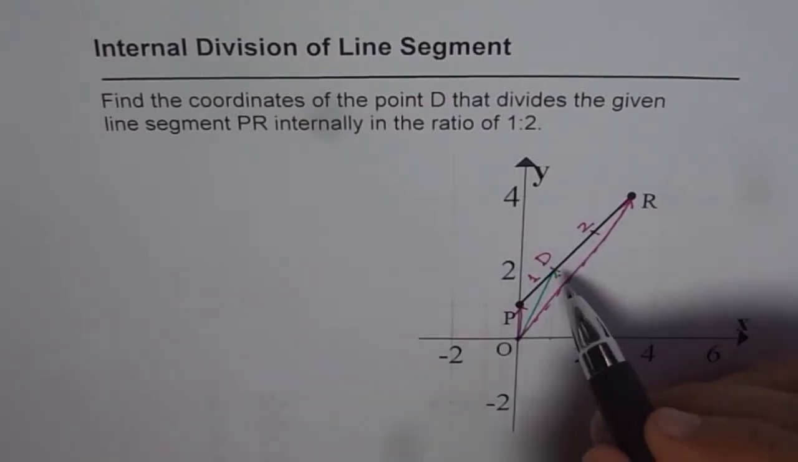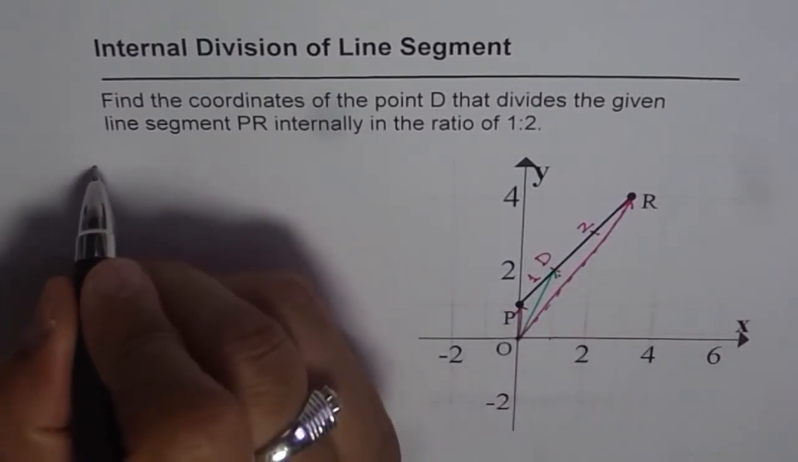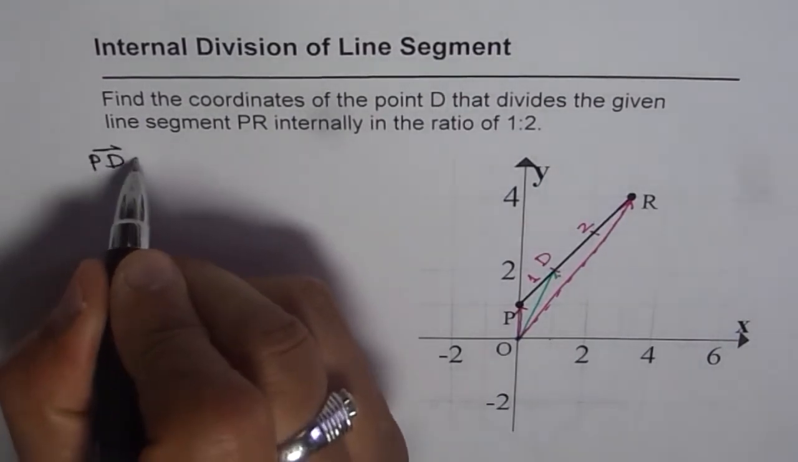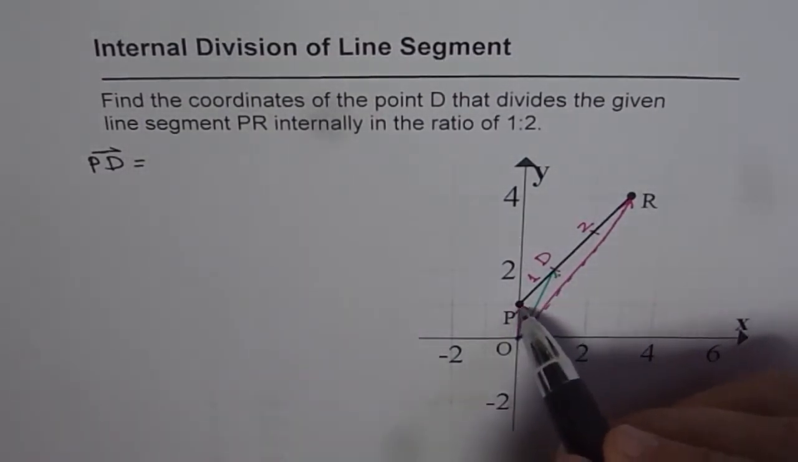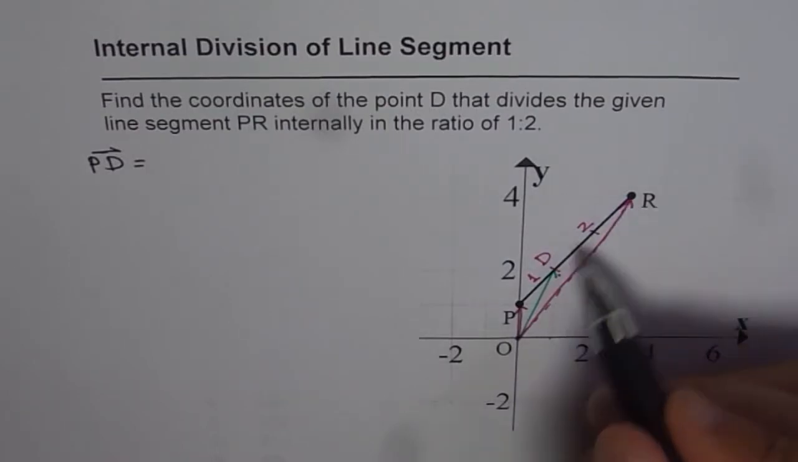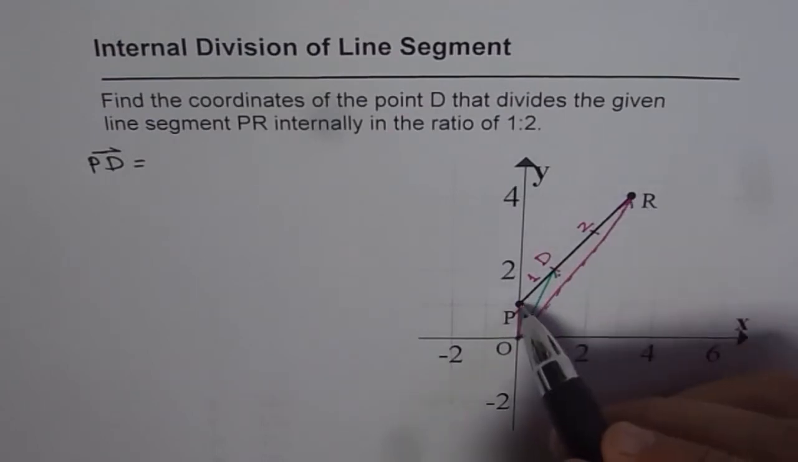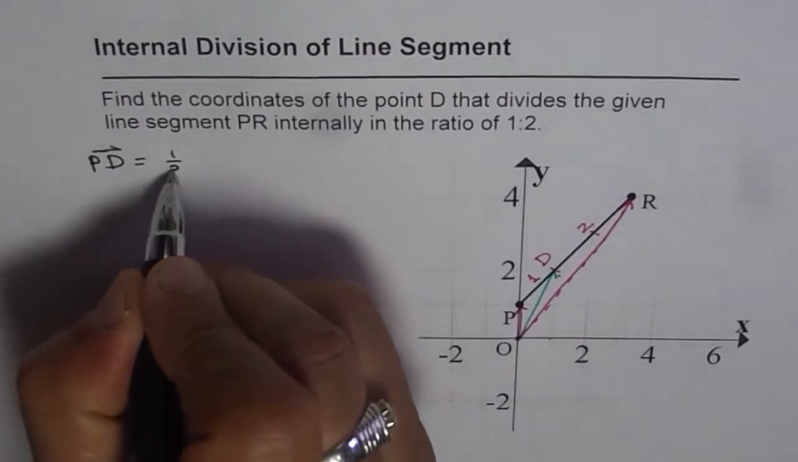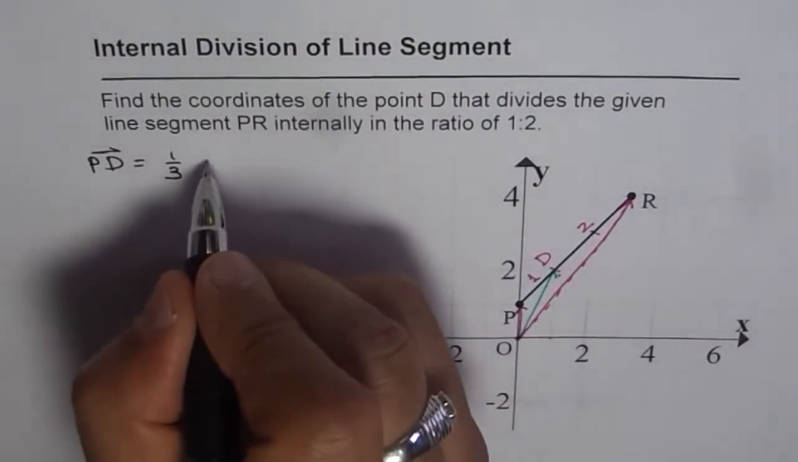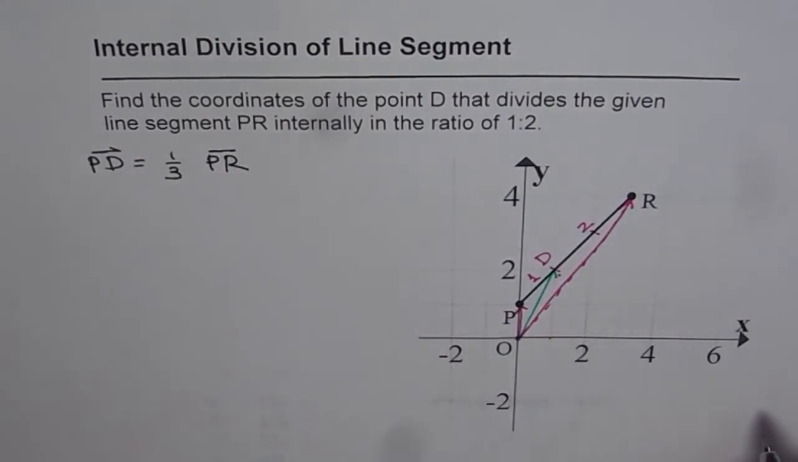So now we can say that D, let's say what is PD? PD is a scalar multiple of PR, correct? And if PR has a length of 1 plus 2, which is 3, then PD is 1, right? So it's 1/3 of PR. So I can write this as 1/3 of PR, right? So that's how we get PD.